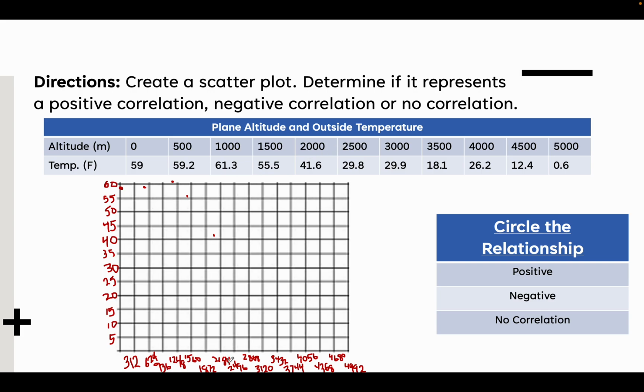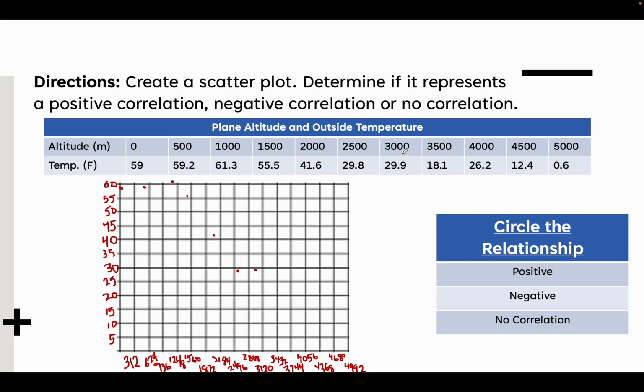Then I'm going to find the 2500 spot. 2500 is right after the line here. And that is 29.8. Wait, after the, yep, that's right, 29.8. So right below the 30 line. Then I'm going to find the 3500. Did I skip? Oh, I skipped one. The 3000 line. The 3000 line is over here. 3000 is about halfway between. And then we're going to go up to 29.9. This one's even closer to the 30 line.